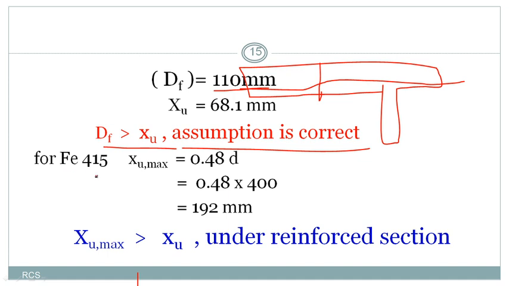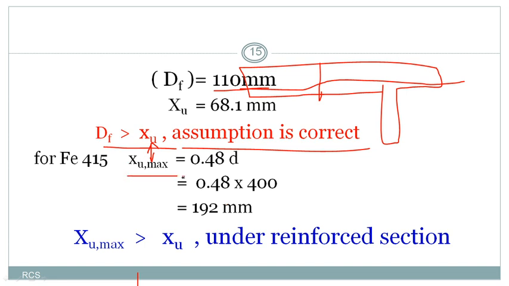Okay. Now we have to decide what type of section it is, whether it is an under reinforced section, an over reinforced section, or a balanced section. That will depend upon this XU value and the XU max value. Already we have calculated XU. What is XU? That is 68.1.